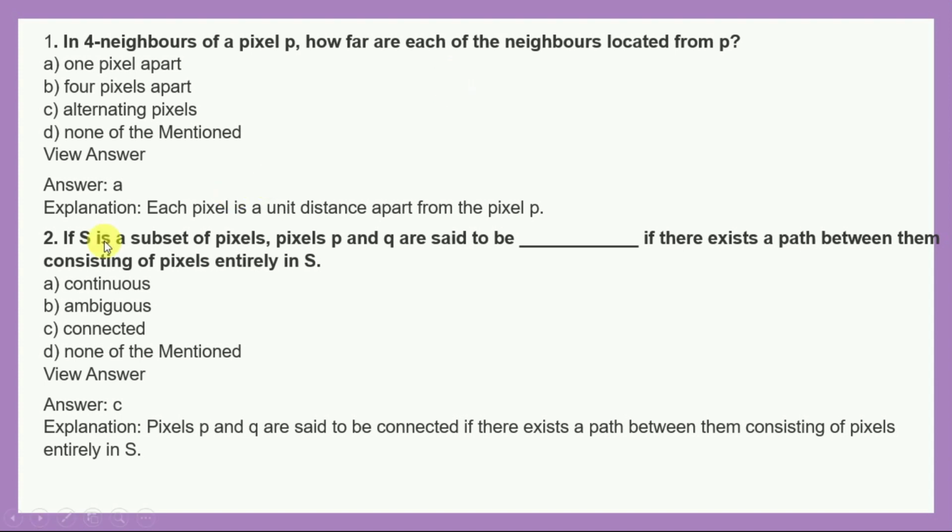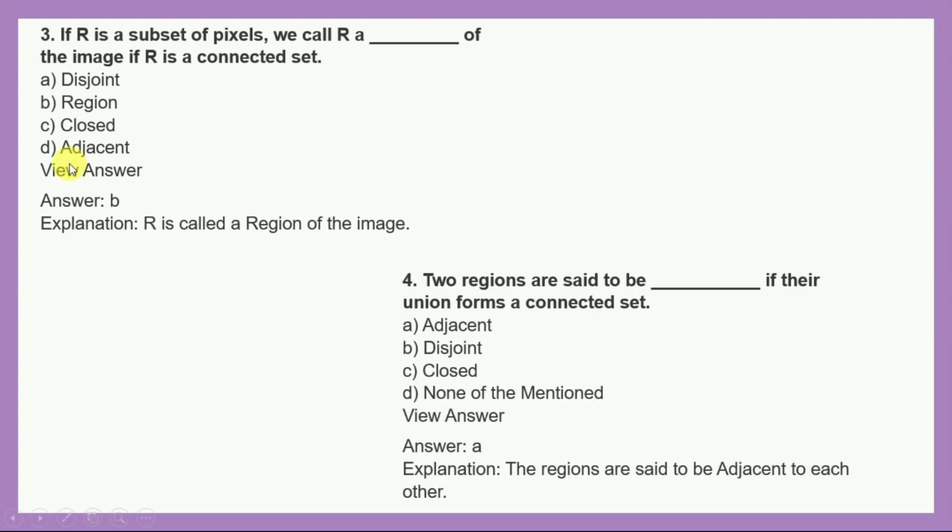And next question is, if S is a subset of pixel P and Q are said to be dash if there exists a path between them consisting of a pixel and entirely in S. So answer is connected, that are called connected. Now if R is a subset of pixel, we call R a dash of image if R is connected set. So answer is option B, that is region.